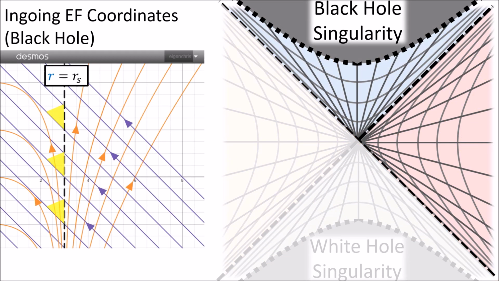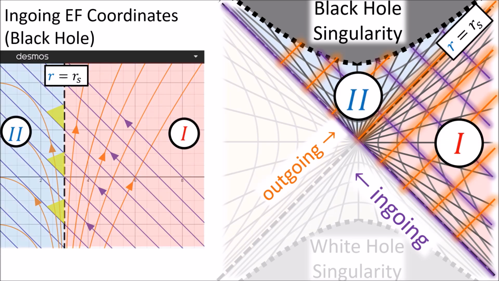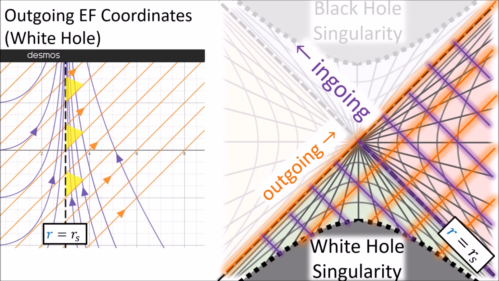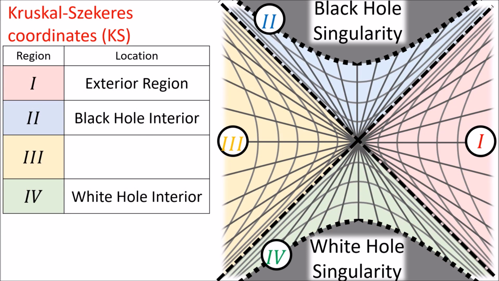So the ingoing Eddington-Finkelstein coordinates that we saw before showed us the outer region and the black hole singularity, whereas the outgoing Eddington-Finkelstein coordinates showed us the outer region and the white hole singularity. But the Kruskal-Szekeres coordinates show both singularities at once.